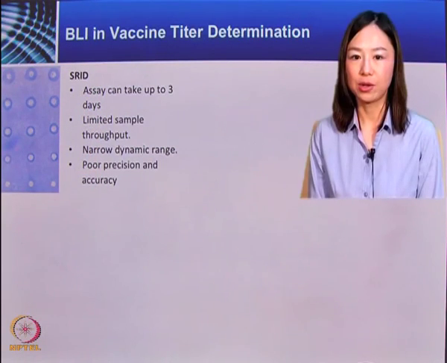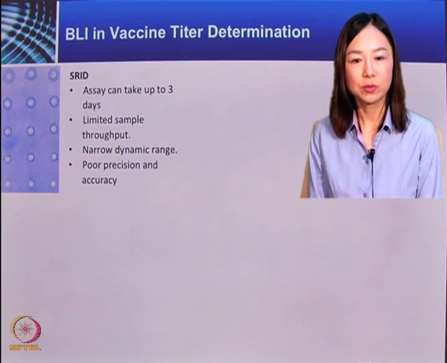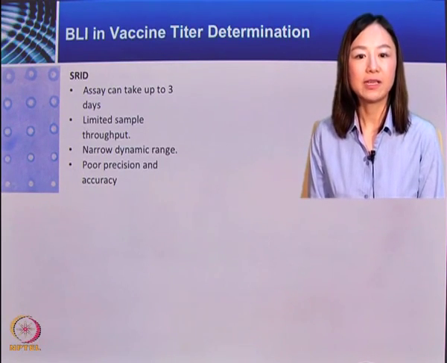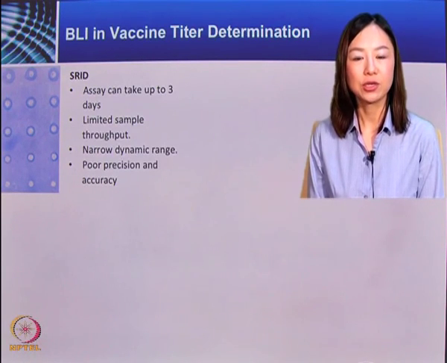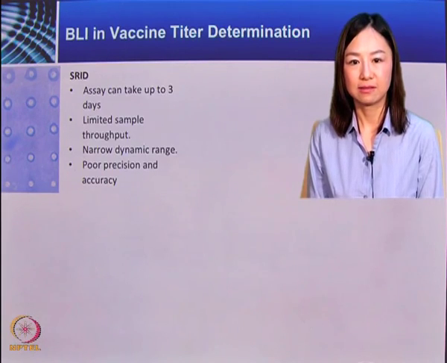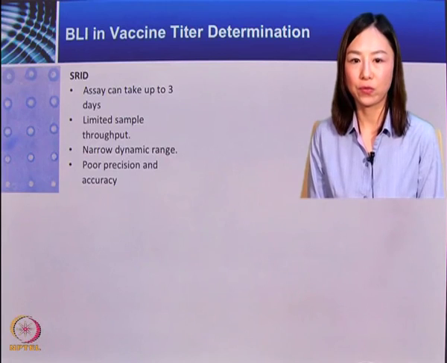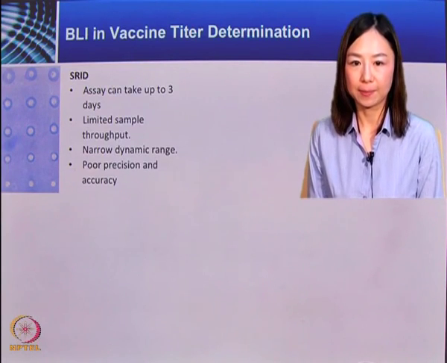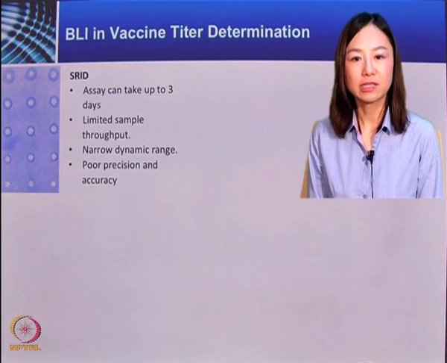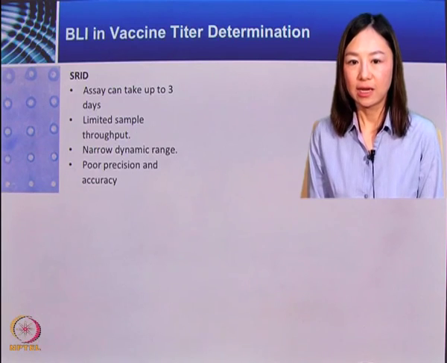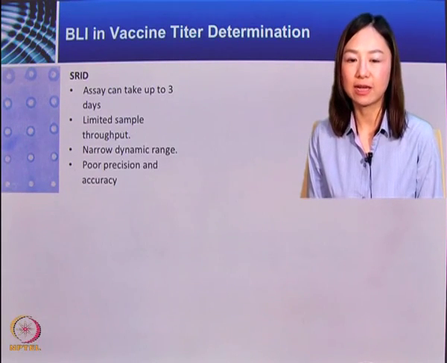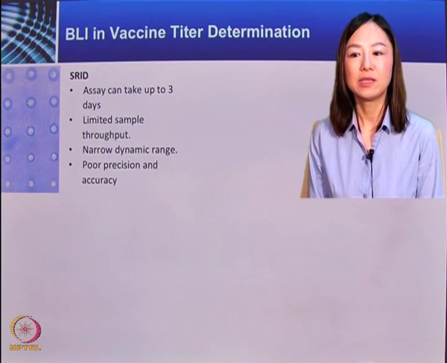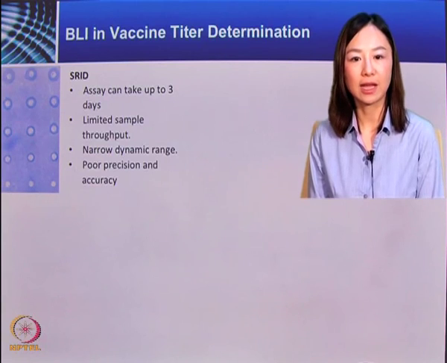Traditionally, in the vaccine industry, we rely on the SRID method to perform the quantitation of the vaccine virus titer. However, this method is very time consuming. It takes up to 3 days to analyze the virus titer. It also has very limited sample throughput, where it is only able to analyze maybe 15 or 16 samples at the same time. Thirdly, the sensitivity and accuracy of the SRID method is limited, and the interpretation of the final results is subject to personal interpretation. So this method may not be a perfect method for you to determine the virus titer in a sample.